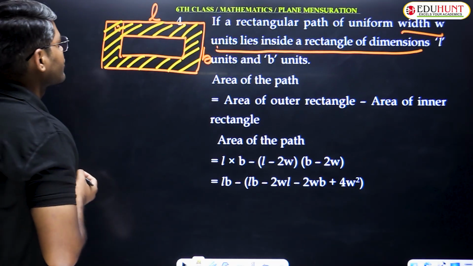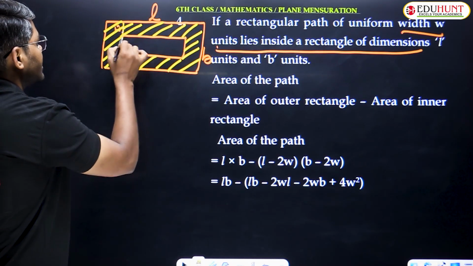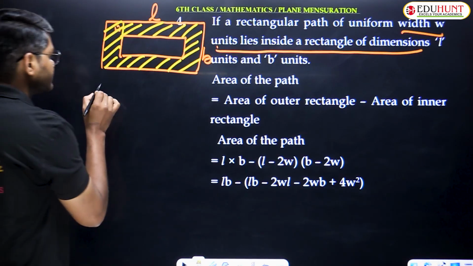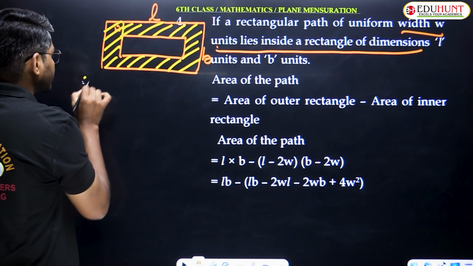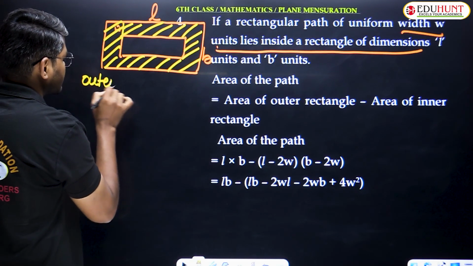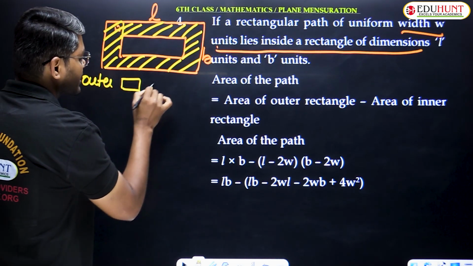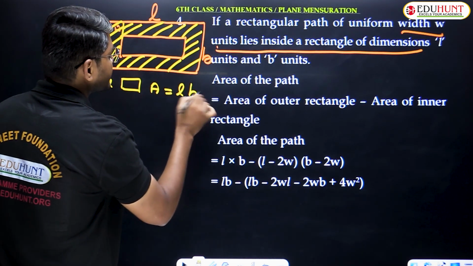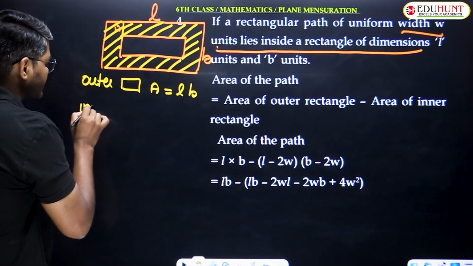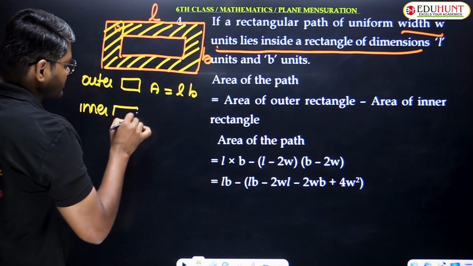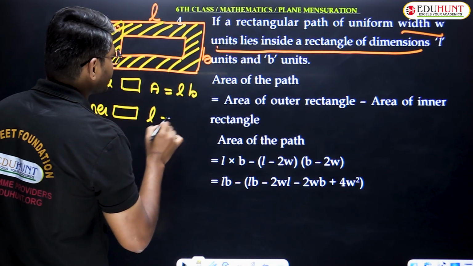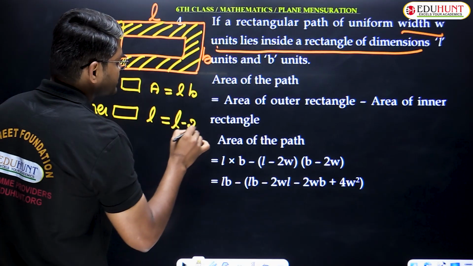This path area I have to find. This is W. Okay. Now, outer rectangle. Area is equal to L into B. Inner rectangle. Length is equal to L minus 2W.